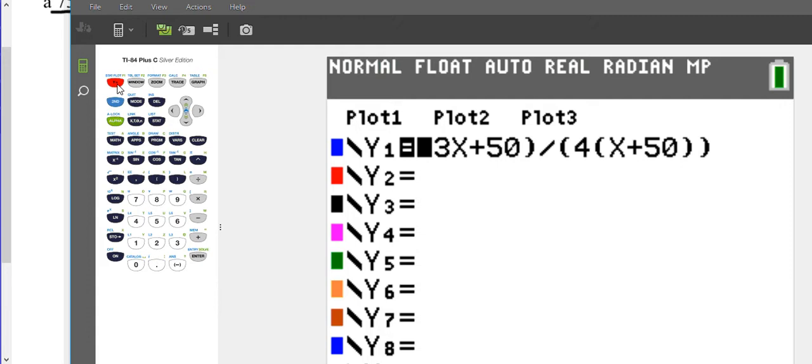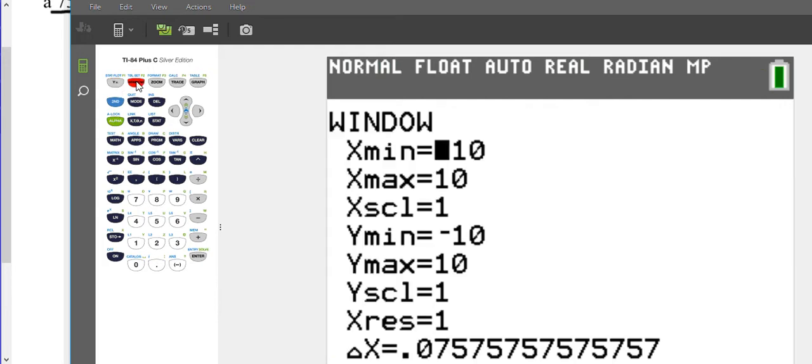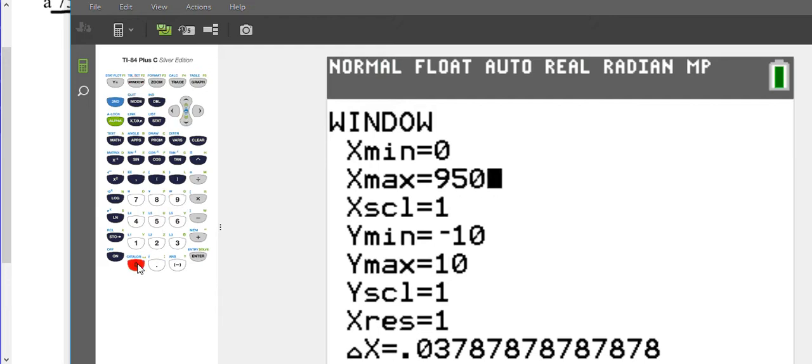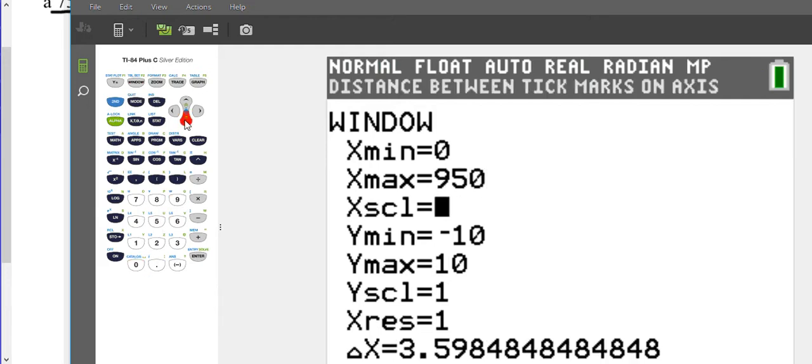And what we're going to do now is go to our window and change this up. We have a standard window, so we're going to change it. We start at 0, and the most you can have is 950, so I'll just go to 950. We'll go by tens, so each one's going to be 10. We'll have negative 10 to 10, just to give us a little dimension.